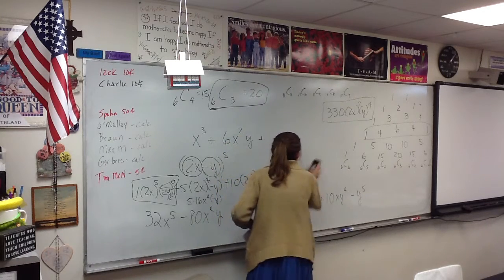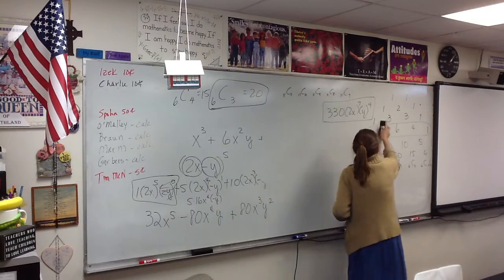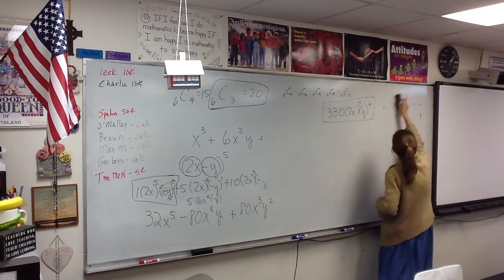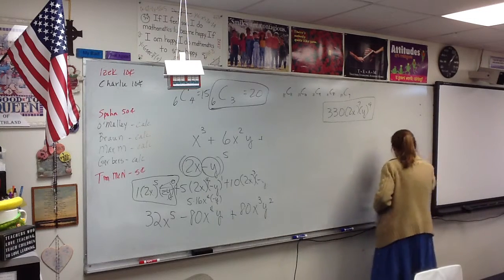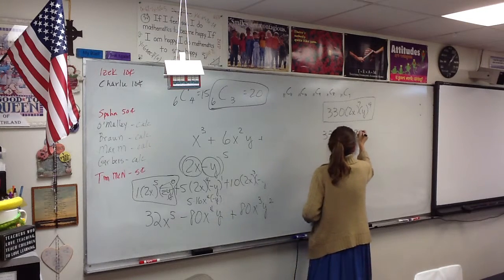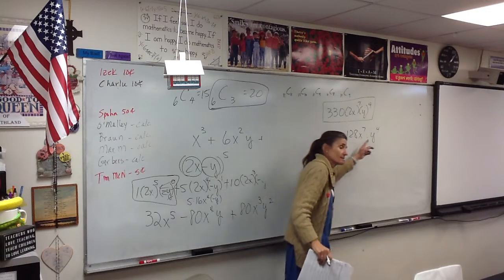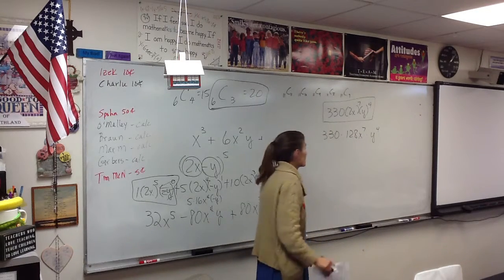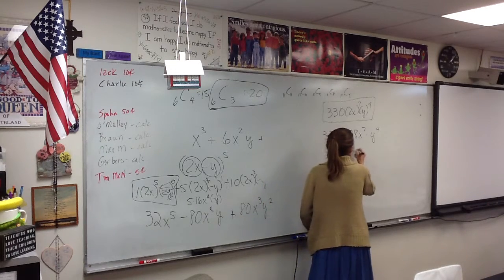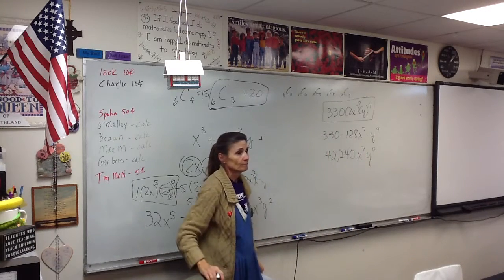Now, how am I going to simplify this? 2 to the 7 times 330. 2 to the 7 is 128, and 128 times 330, so this is 330 times 128, x to the 7th times y to the 4th. Those are times signs. 42,240. 42,240, x to the 7, y to the 4. There's the answer. That's how you do it.